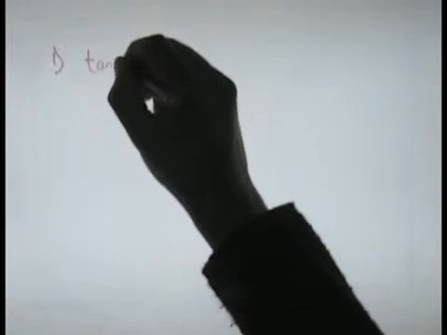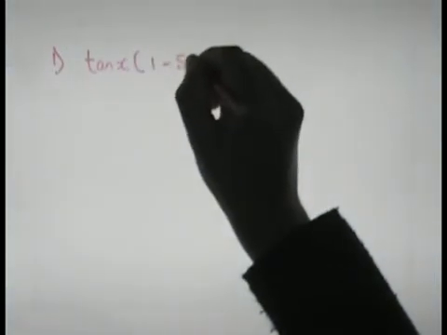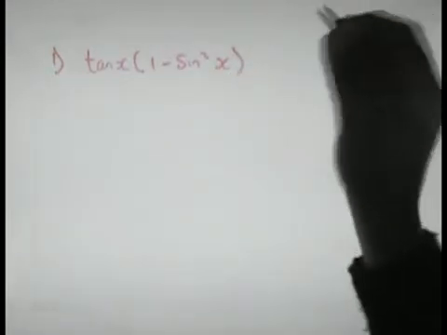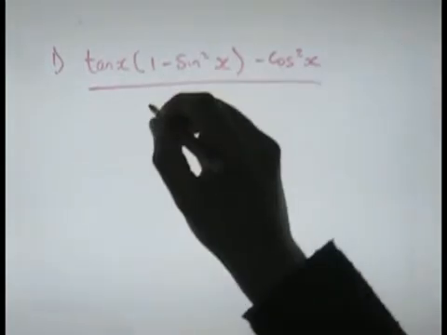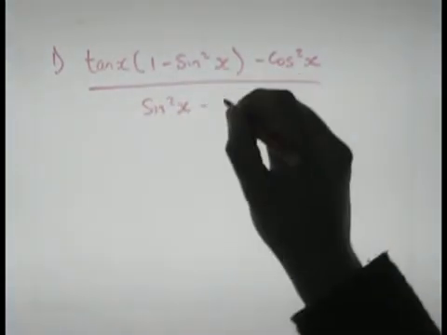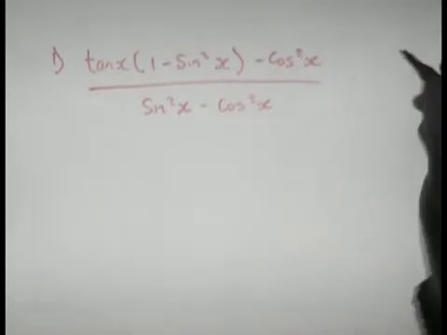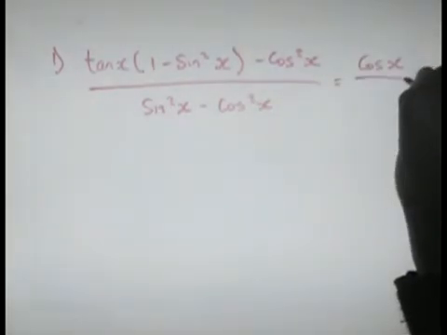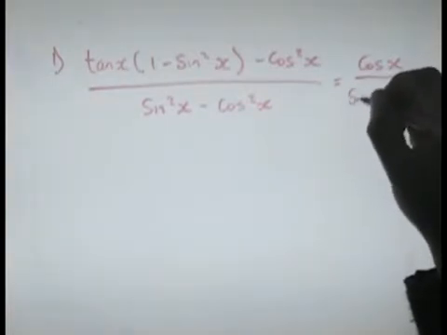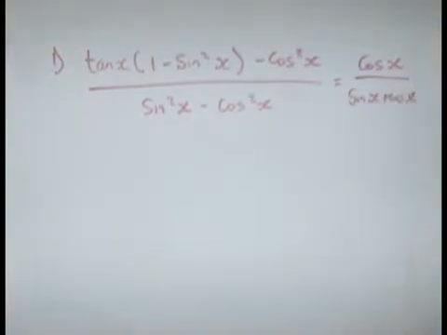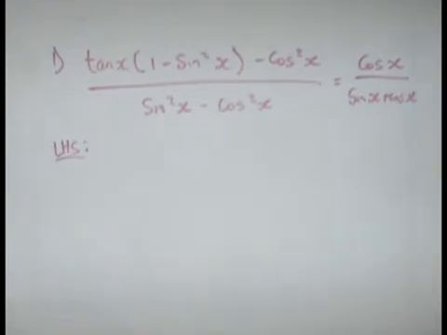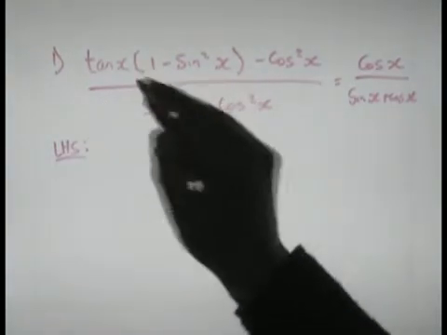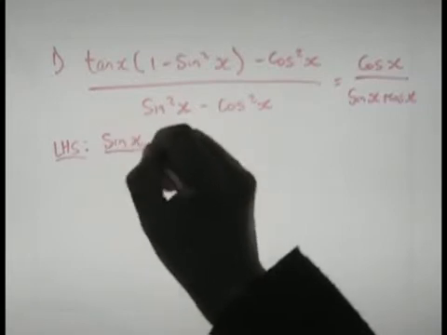The first example I gave you to do read tan of x multiplied by 1 minus sine squared x minus cos squared x, all over sine squared x minus cos squared x, is equal to cos x over sine x plus cos x. This one here, again, I'm going to have to start on the left hand side. tan x is equal to sine x over cos x.